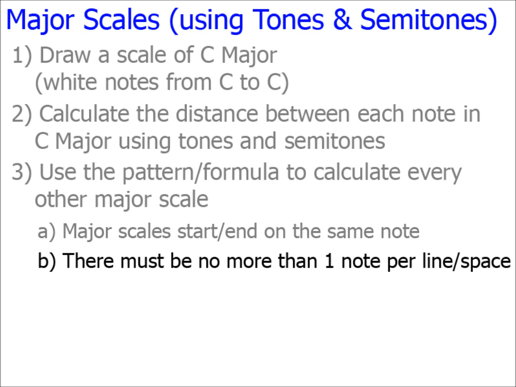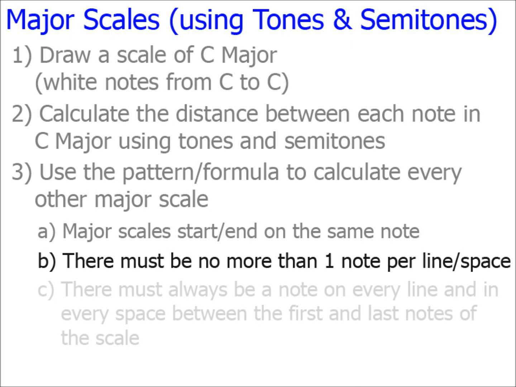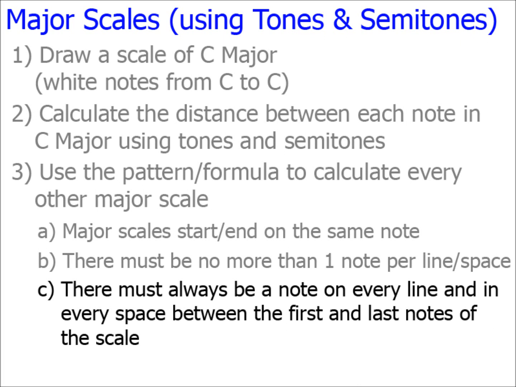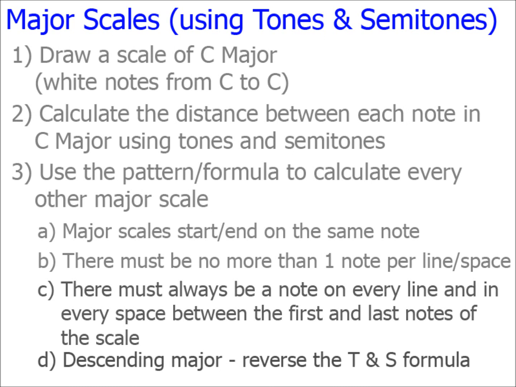There must be no more than 1 note on any line or in any space. There must always be a note on every line and in every space between the first and last notes of the scale. And finally, when writing descending major scales, reverse the tones and semitones formula which you calculated from C major.